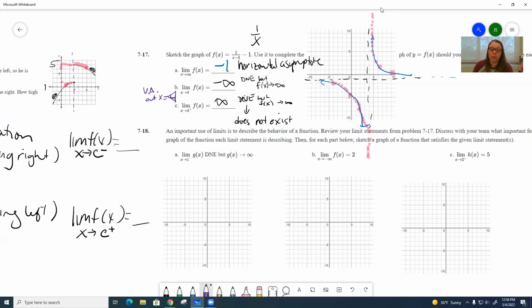Okay, so in part A, it says, sketch the graph of a function so that the limit as you approach 1 from the left does not exist, but g of x approaches infinity. Okay, this is just another way of saying the limit of g of x as x approaches 1 from the left is infinity. It's kind of like going backwards from this, right? That's just how the book is going to write it.